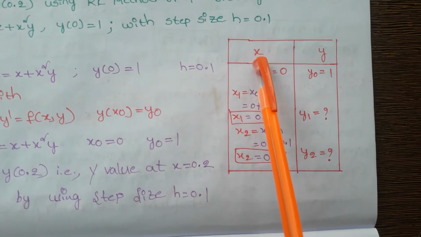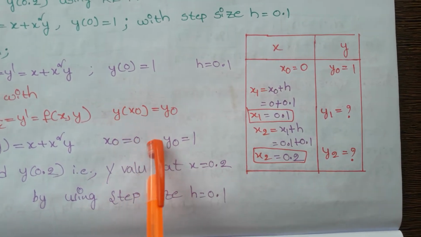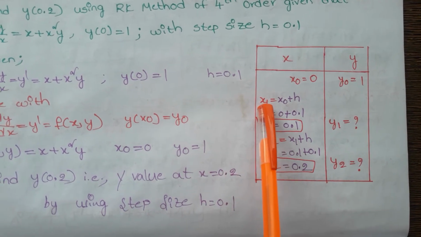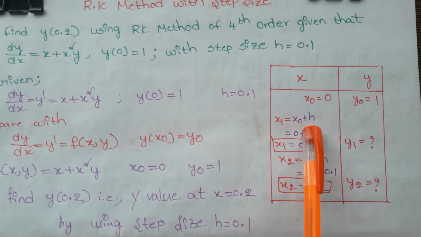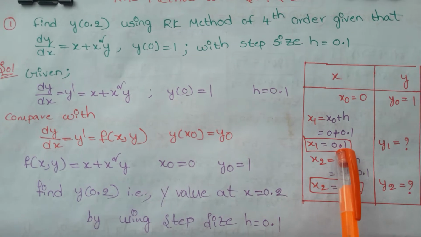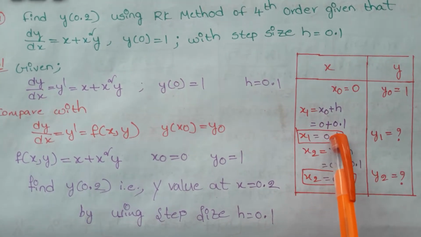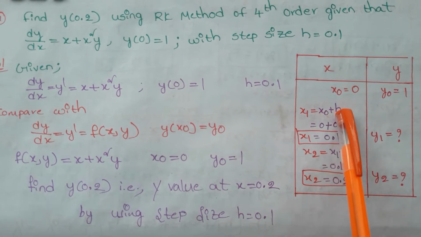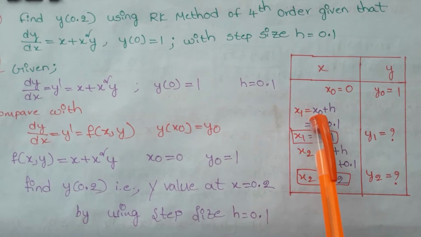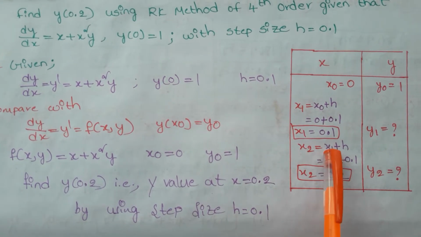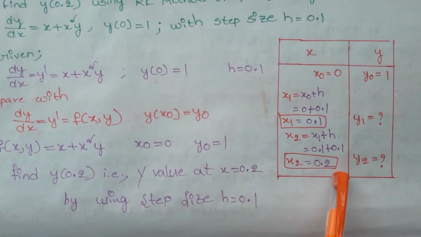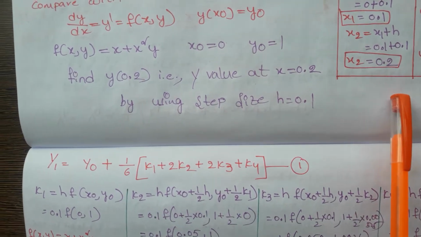So here is the table of x and y, x0 is 0, y0 is 1. To find y of x1, x1 will become x0 plus h. In the previous video x1 became 0.2 directly, but here x1 will become 0 plus 0.1, that means x1 is equal to the previous x0 plus step size. If they mention a step size, x1 will become x0 plus h. For x2, x1 plus h. For x3, x2 plus h. And we need to find y1, y2 by using the RK method.